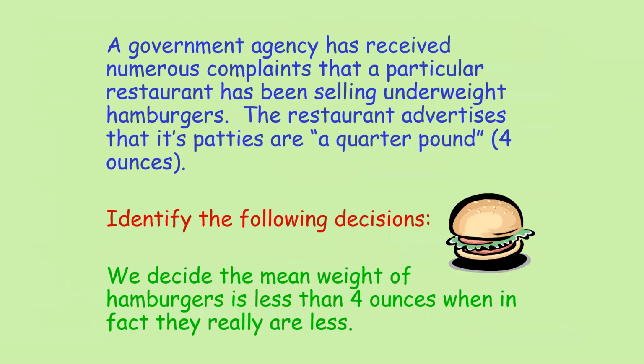So a government agency has received numerous complaints that a particular restaurant has been selling underweight hamburgers. The restaurant advertises that its patties are a quarter pound, 4 ounces. So again, this is the example that we did at the very beginning of this chapter to introduce this chapter. So identify the following decisions.